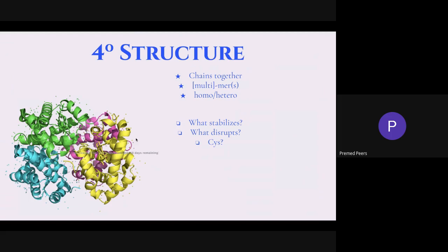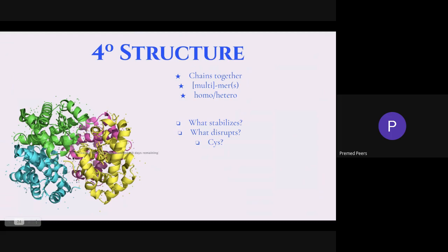And within each chain, we can have multiple secondary structures. And when these secondary structures come together as a monomer, then it forms a tertiary structure. And when these monomers are interacting with each other and coming together, then that is the quaternary structure.